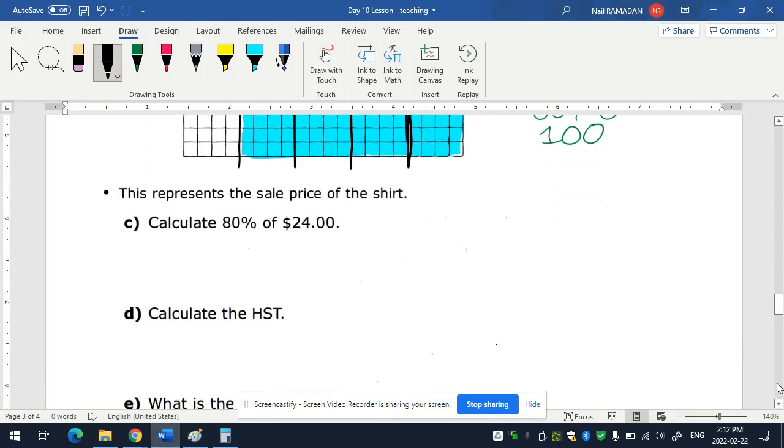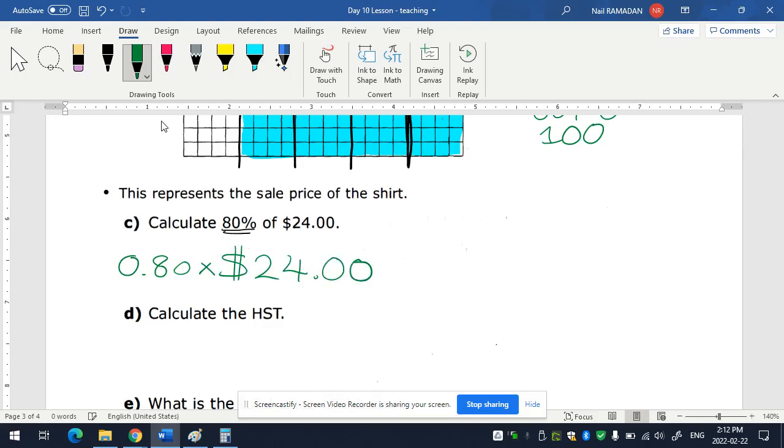All right. Calculate 80% of 24. Because you save 20% of the price, you are only going to pay how much? You are only paying 80% of the original price. So you have to make this a decimal. What's 80% as a decimal? 0.80 or 0.8. I don't really care if you put the 0, but I would encourage you to do so. Times $24. So basically, how much of the price are you still going to have to pay?